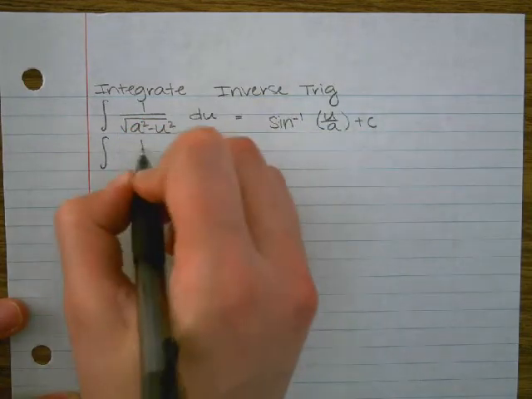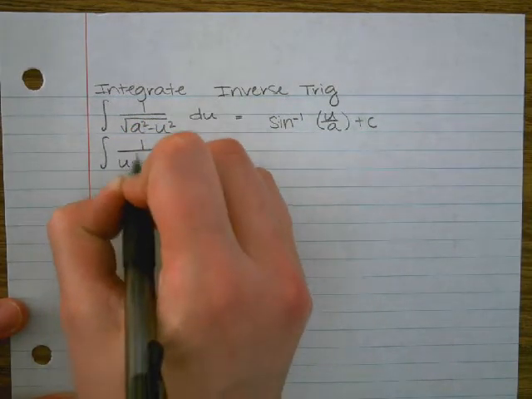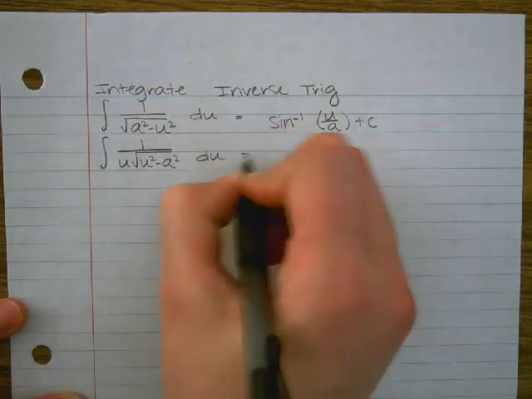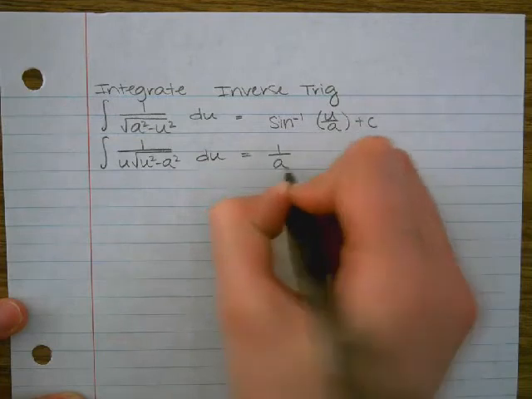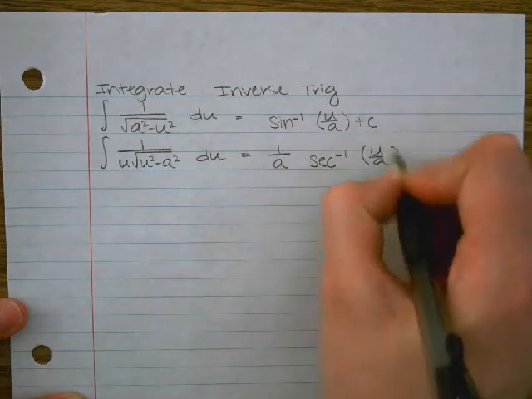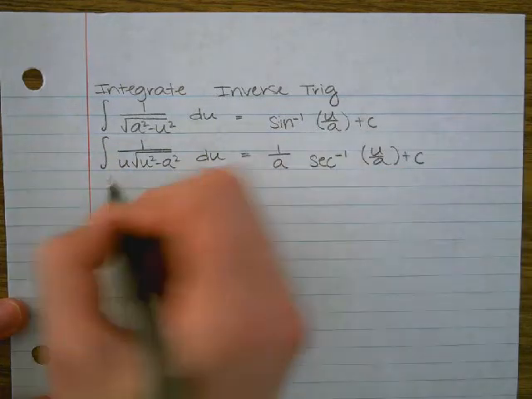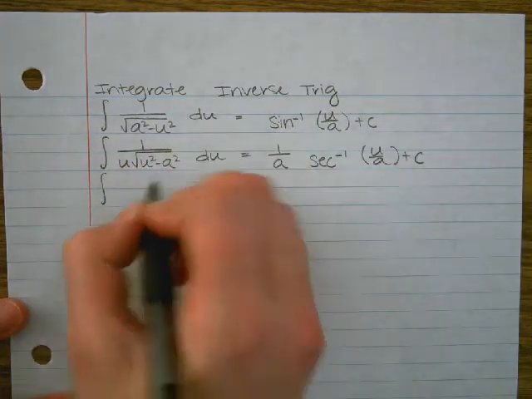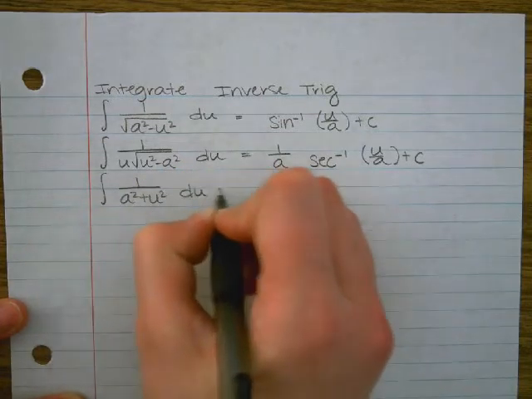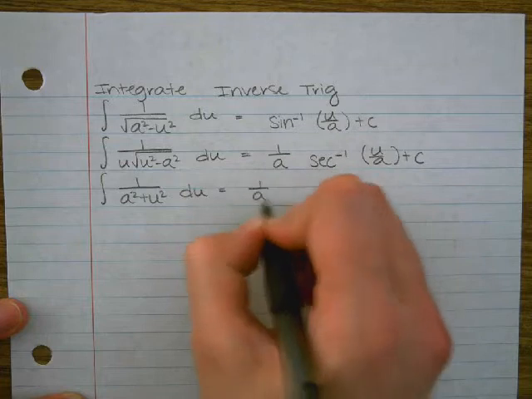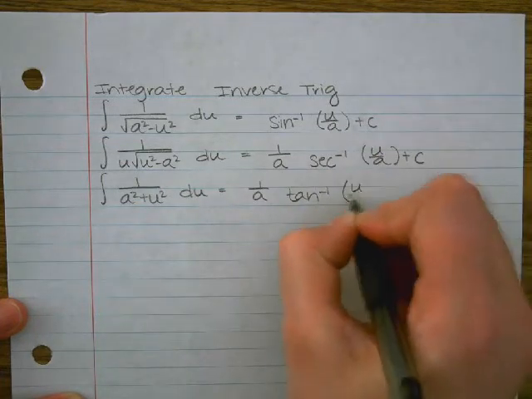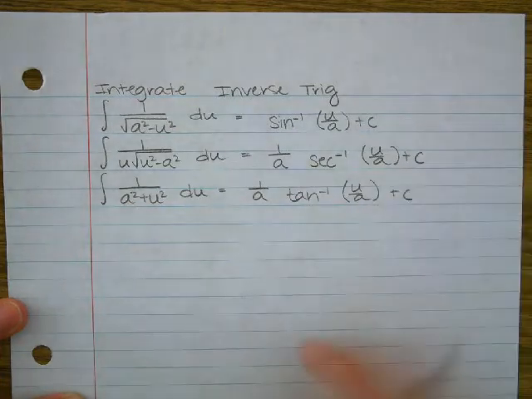We have the integral of 1 over u times the square root of u squared minus a squared, which is 1 over a times secant inverse of u over a plus c. And we have the integral of 1 over a squared plus u squared, which is 1 over a times tan inverse of u over a plus c.